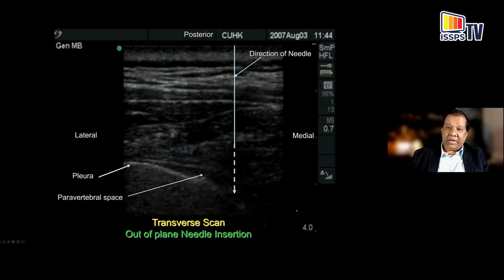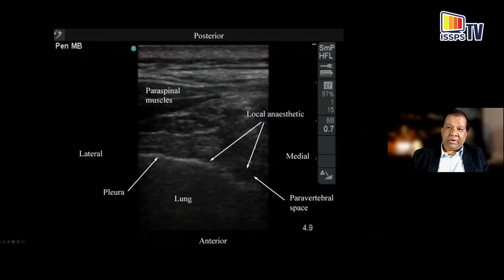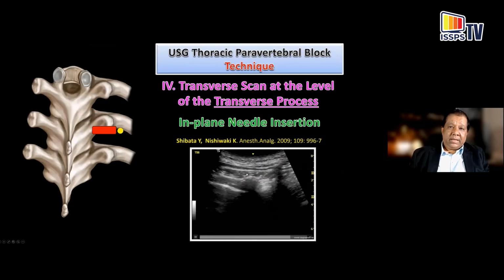And this is indeed an intertransverse scan at the paravertebral level. You can see the pleura, the ligament complex posteriorly. And when you inject the local, you will see displacement and widening of the space. This is an alternative technique, or better to say, this is probably a better technique, where you perform a scan at the level of the transverse process.